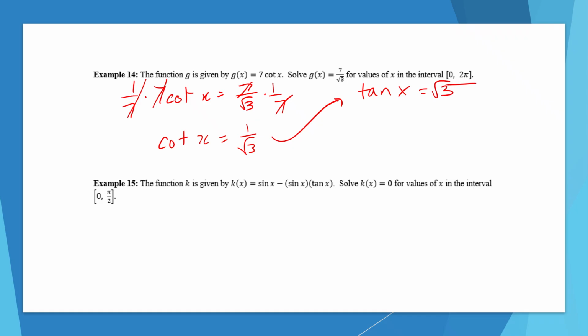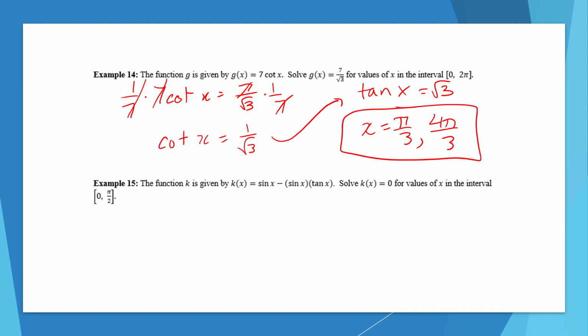That's what we're solving. So we're solving tan x equals root 3. And then here you should get x equals, and then this is going to be a 60-degree reference angle. So pi over 3 and then 4 pi over 3 would be the two solutions where tangent is equal to positive root 3 between 0 and 2 pi there. All right, number 15. Here we might need to use the A method on some of these.